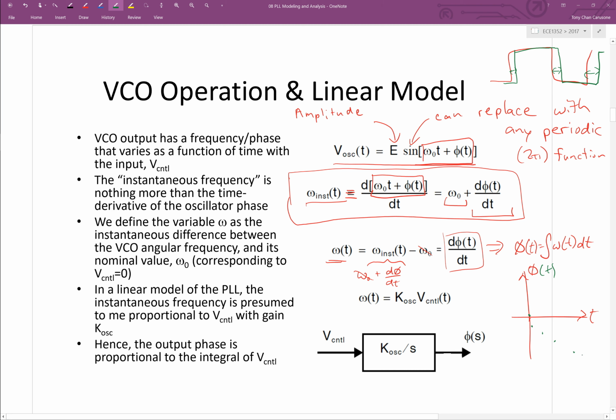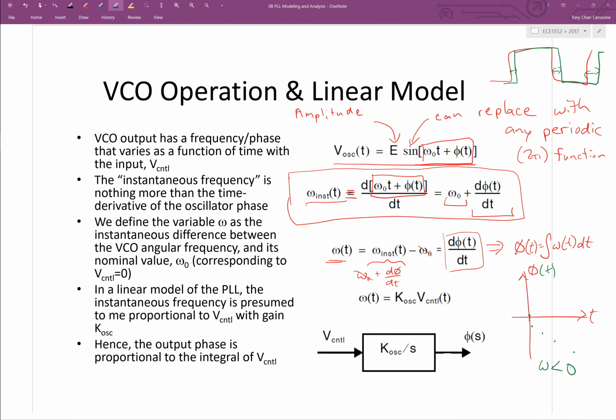And then we would say that, as I said, omega instantaneous is 10 megahertz below the nominal frequency. So omega is minus 10 megahertz or something like that, negative 10 megahertz. And why are we getting a ramp in the phase? Because it's integrating that minus 10 megahertz over time. As we integrate it, we get this ramp going downwards. So that's, I think, an interpretation of what the VCO is doing.